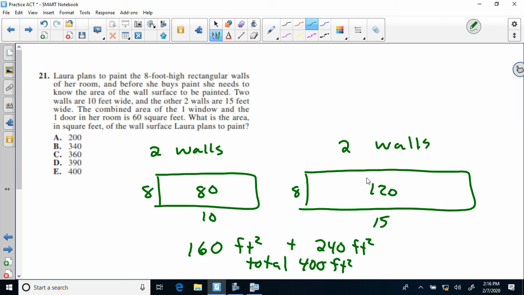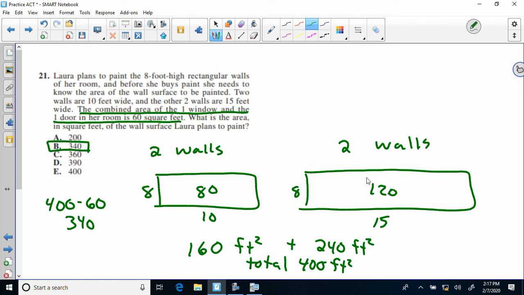But we need to finish reading the question. It said, the combined area of the 1 window and the 1 door in her room is 60 square feet. So she's got a window and a door that she's not going to paint. She has to paint around those. So she has to take that away from her 400-foot square area that she has for her paint. So you're just doing 400 minus 60. What is the area in square feet of the wall surface Laura plans to paint, which is 340 feet? Because she's not going to paint her window or her door.